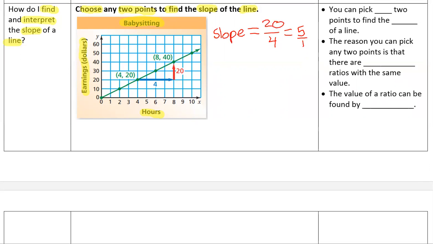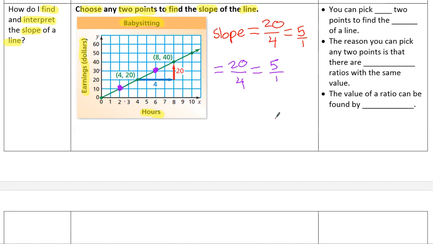Let's choose 2 other points just to see what happens. I'm going to choose this point and this point. Okay, what would the change in y be? Well, this is at 10, this is at 30. So this would be 30 minus 10, which is 20, over, and then the x values, this is 2 and this is 6. 6 minus 2 is 4. Oh, look at that, we still got 5 over 1.